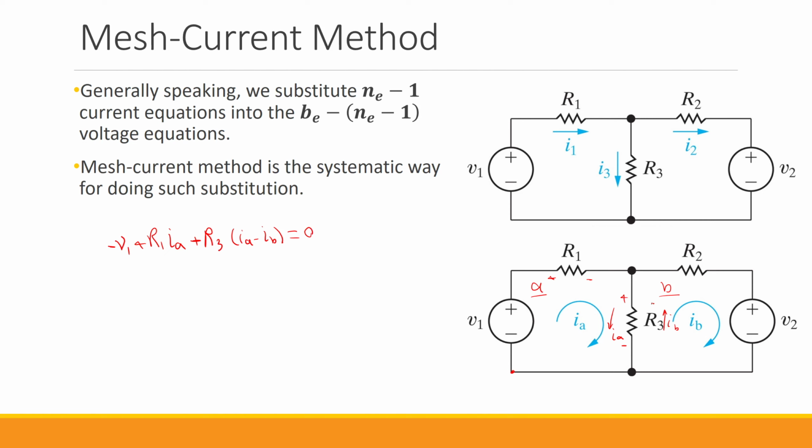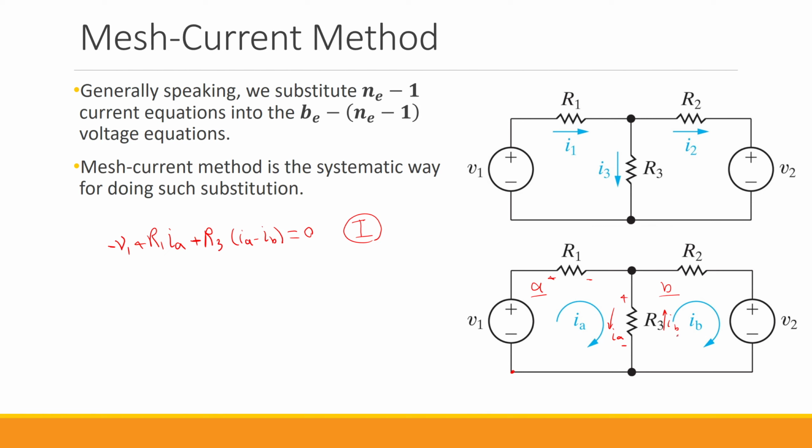So again, we are going in the direction of IA. For this element R3, which is common between mesh A and mesh B, we have two competing currents. One is IA, the other one is in the opposite direction, IB. So what is the net current that goes through R3 in the direction of IA? It is IA minus IB. So this will be the first equation that we can come up with.